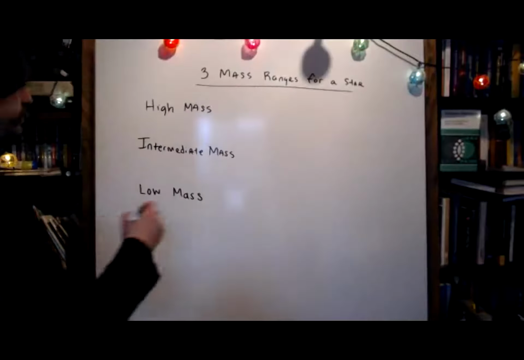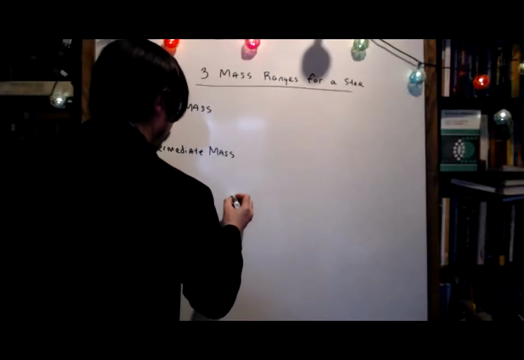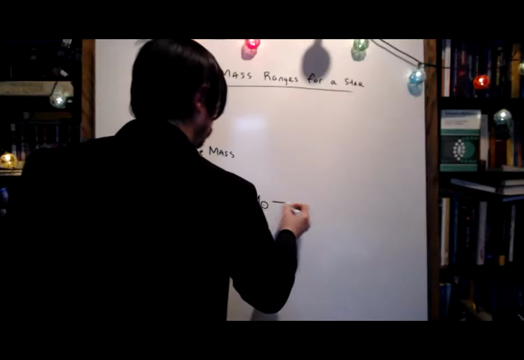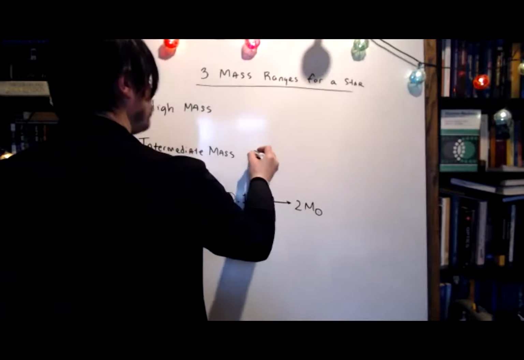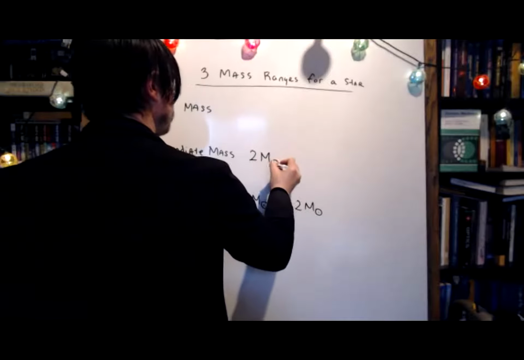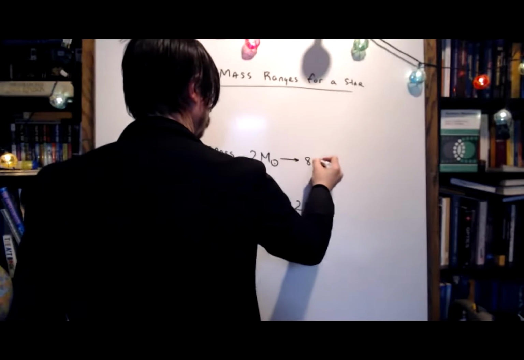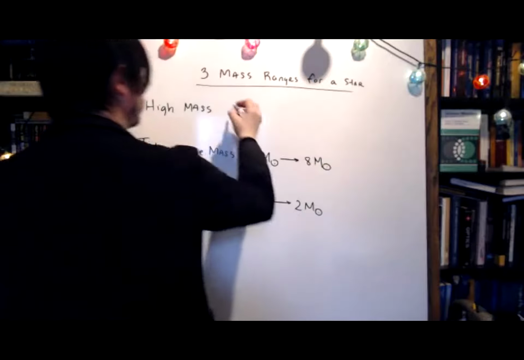Low mass is 2 solar masses to 0.1 solar mass. I'm going to start on the small. And intermediate goes from 2 to 8 solar masses. Yep. And then high mass goes from 8 to 100 solar masses. Right.